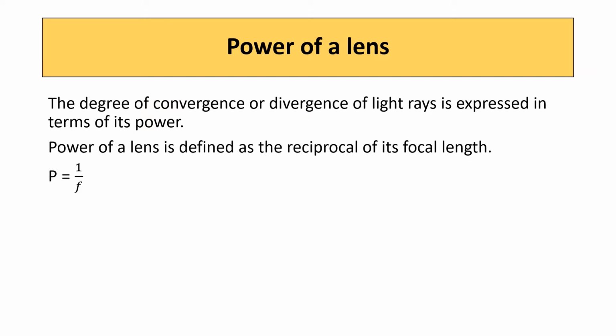We know that a convex lens will converge the light rays and a concave lens will diverge the light rays. And how much it converges or diverges is represented by using the term power. Power of a lens is defined as the reciprocal of its focal length. Reciprocal of its focal length means P is equal to 1 by F.